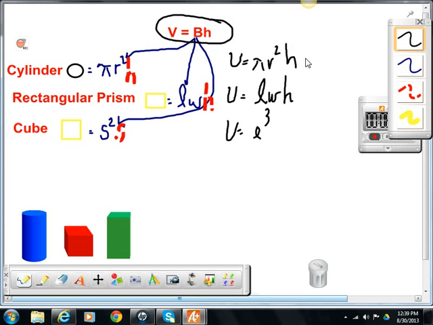Now I enjoy going through this and remembering these formulas. Hope you enjoyed it too. Why memorize three formulas when you can use one? Volume is the area of the base times the height. That takes care of all three of these figures.